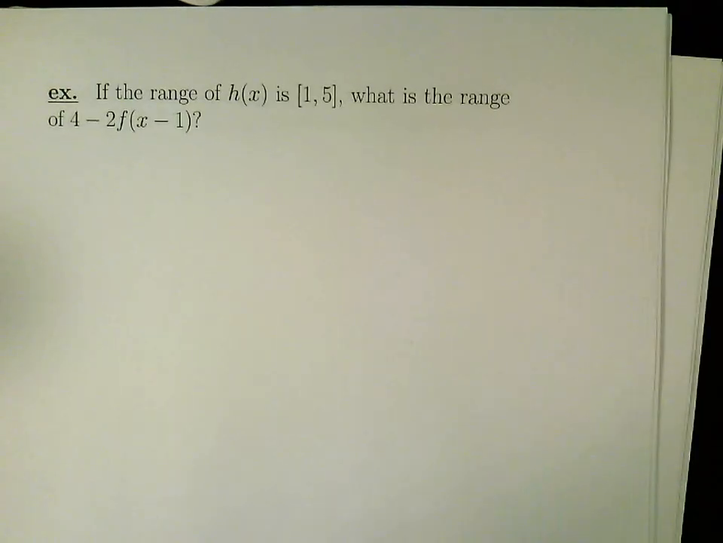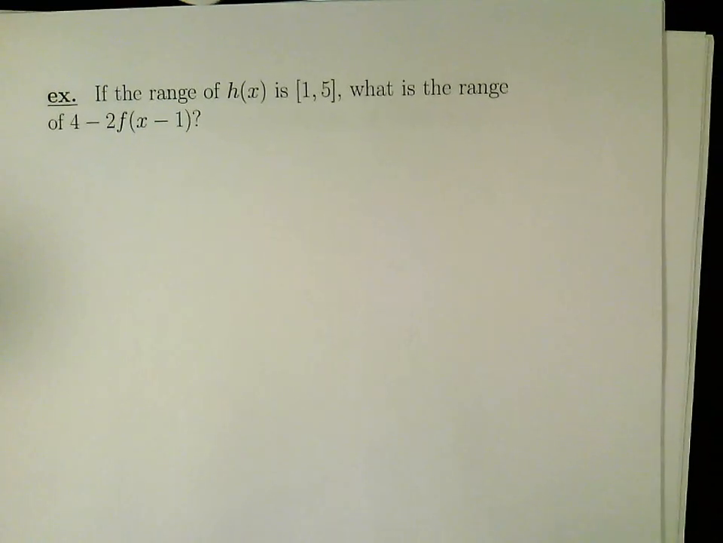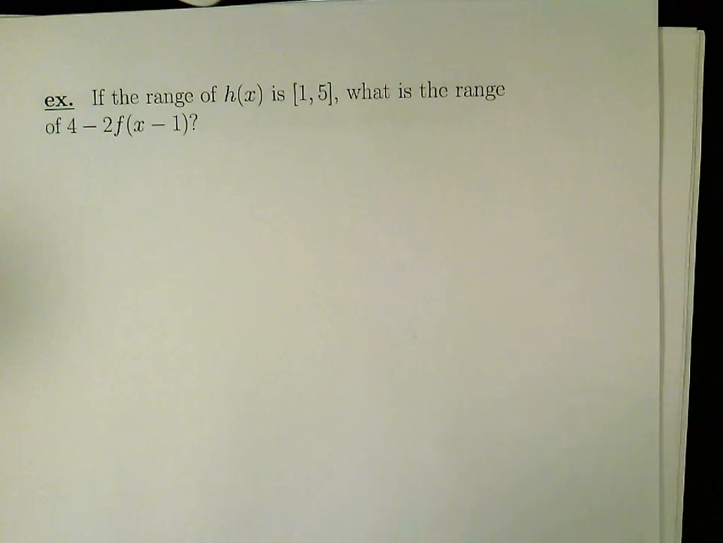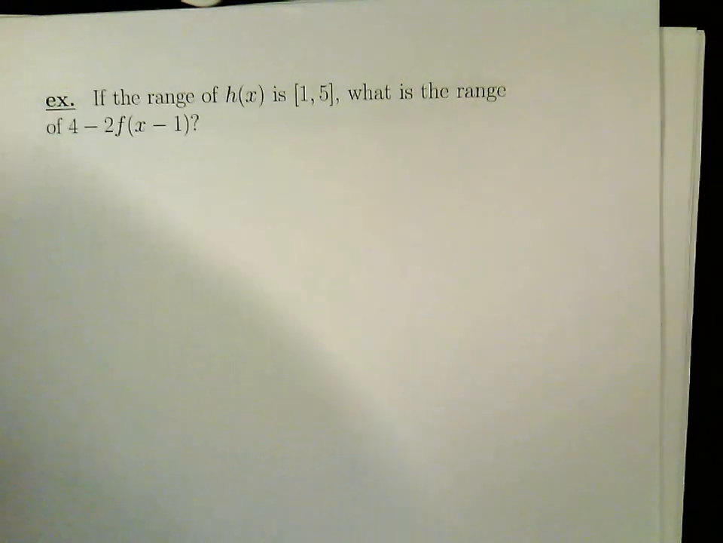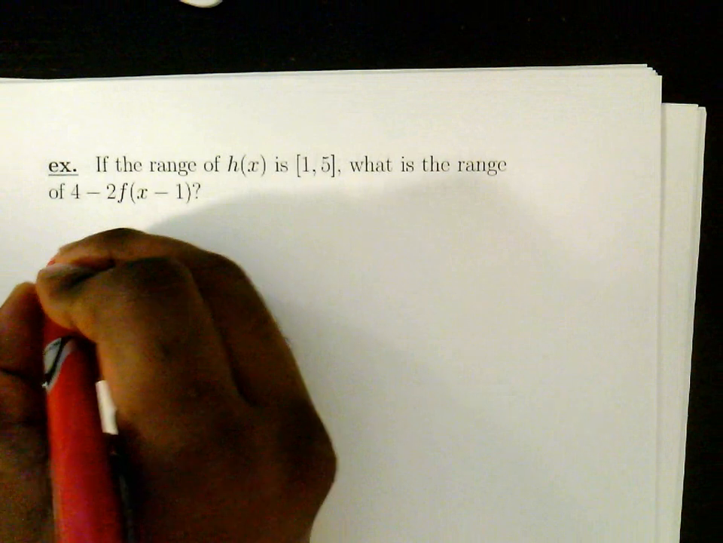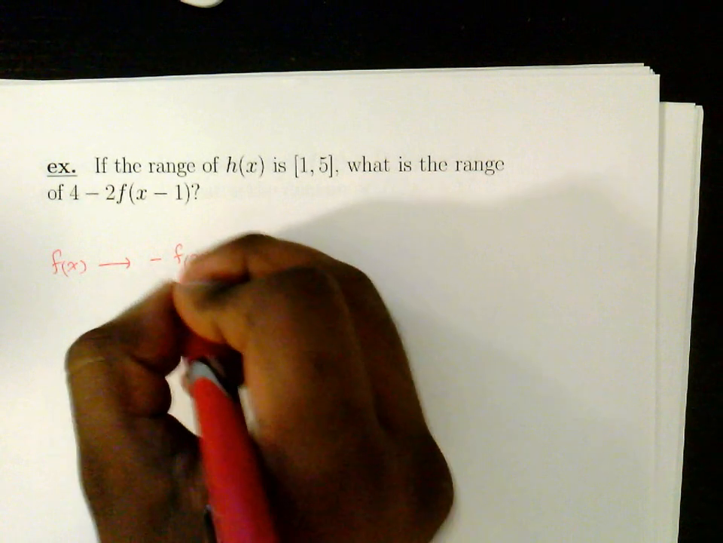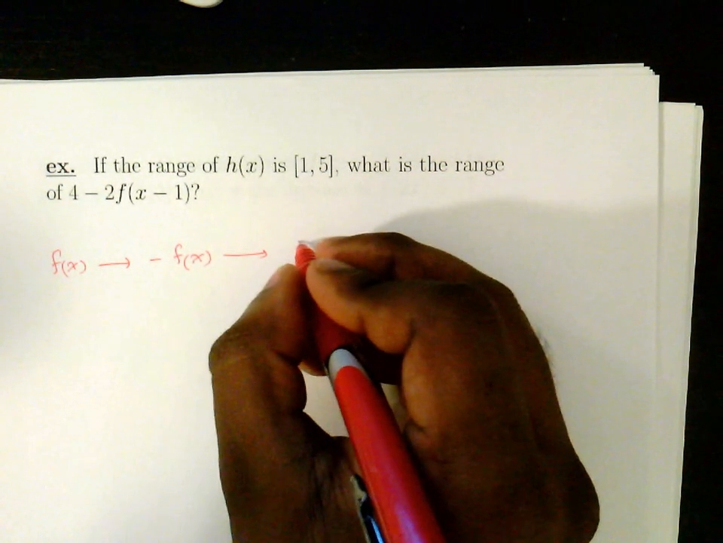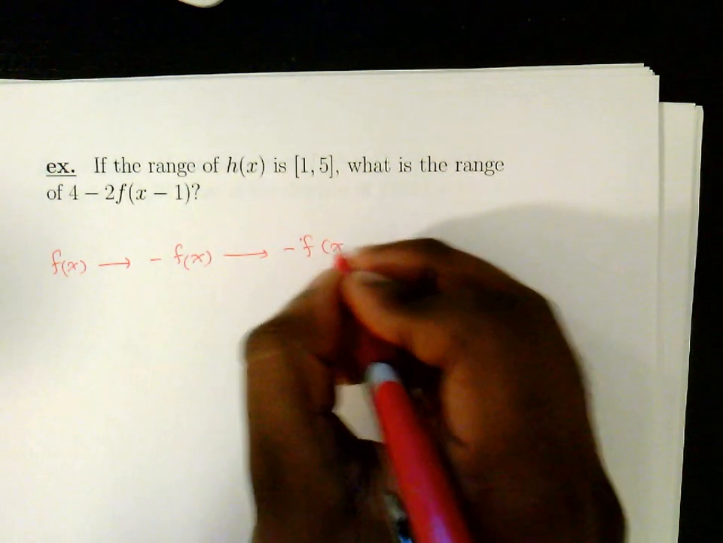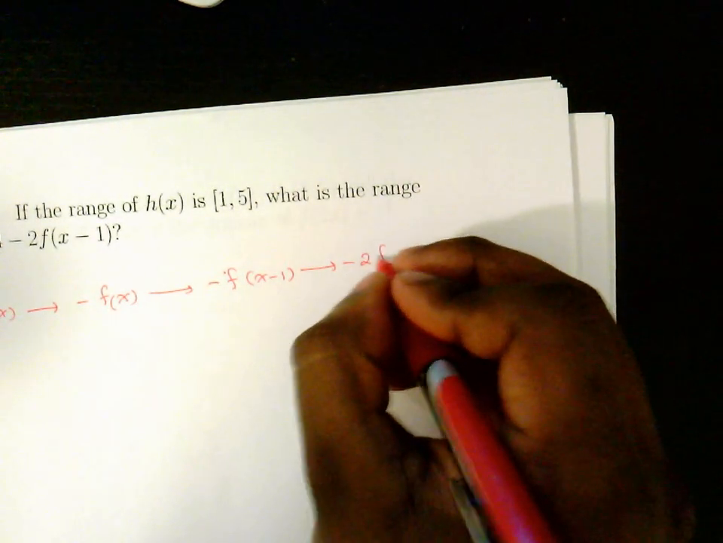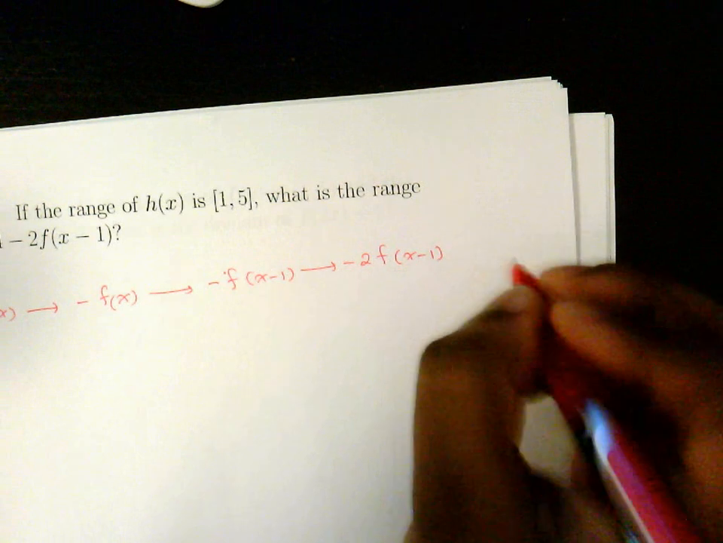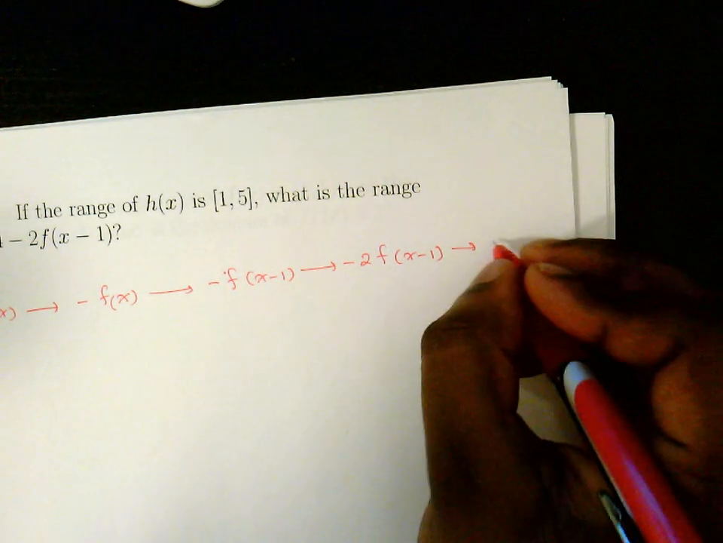So if the range of h(x) is 1 to 5, what's the range of 4 minus...? Now this looks bad, but let's do a series of transformations. So f(x), reflection negative f(x), horizontal transformation negative f(x minus 1), and then times 2, and then add 4.